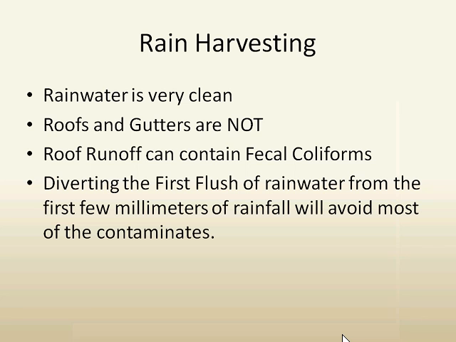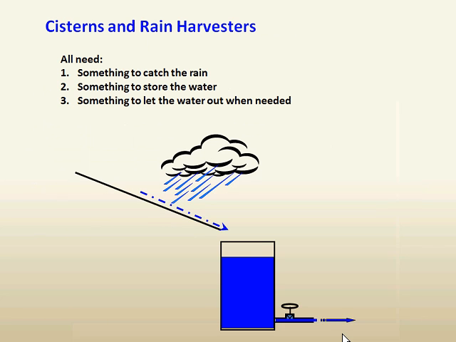So one of the ways around this is diverting the first flush of rainwater away from your storage. And really, it only takes just a few millimeters of that first flush to get rid of a majority of the contaminants off of a roof. So just something to know. I think I have a picture showing one of those here in a few minutes. Cisterns and rain harvesters are something that's been around for a long time. You basically need something to catch the rain, something to store the rain, and some way to control use of the water.